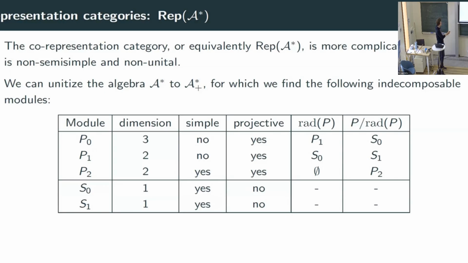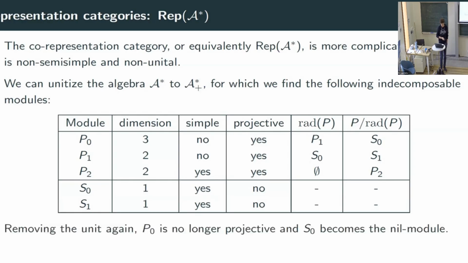And then this S1 here, this is really just the thing that maps. I forgot, this is the thing that maps one of these algebra elements to 1. One of these elements remaining still to 1 and everything else to 0. So if I remove the unit again, okay, then this P0 is no longer projective actually, and then S0 becomes the nil module. But, okay.